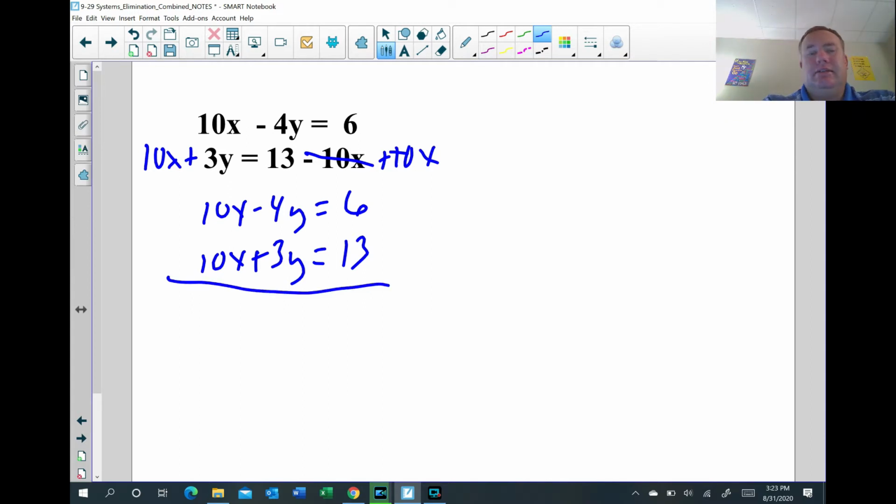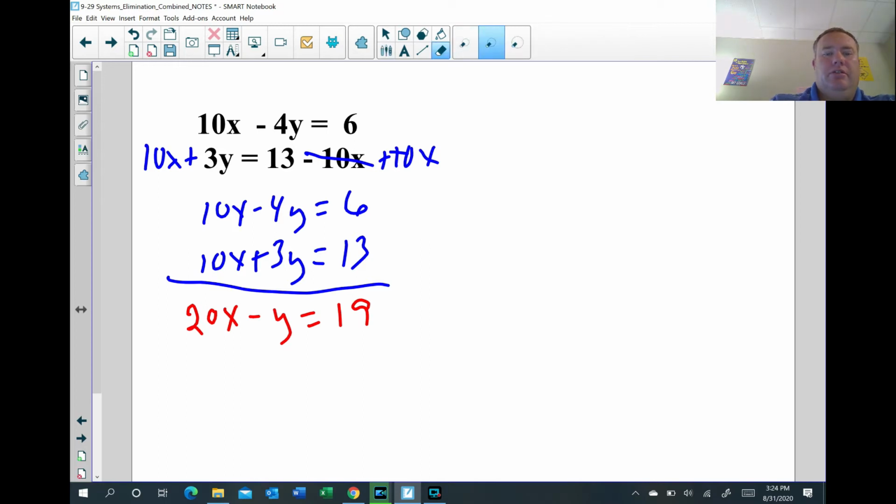When you're looking at this, if we add right now, we're going to get 20x, negative y, and 19. That does not eliminate a variable. That negative y is not 0. So that produces a problem. So here comes the second step in this process.